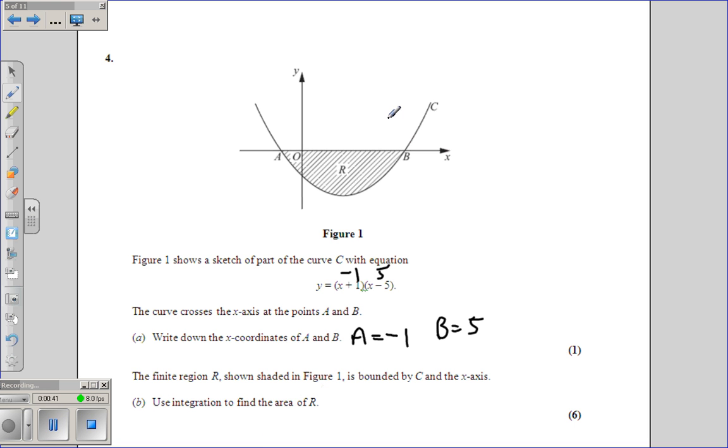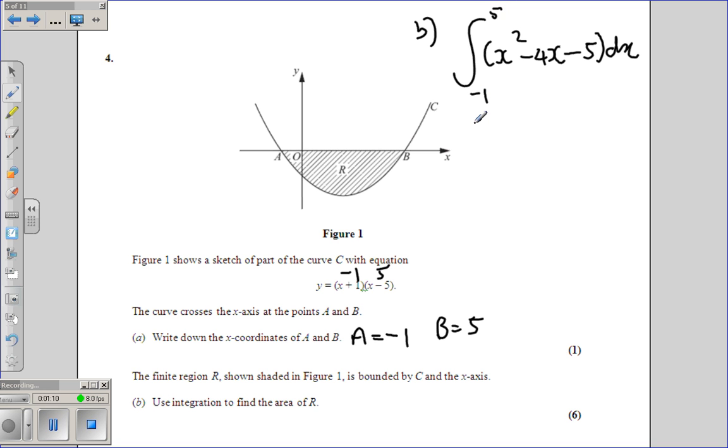Now we should be able to do it on here, but I'll write it up here. So we need to integrate this curve. Now we can't integrate it the way it is, so we need to multiply it out. So take time in multiplying it out, but you should get x squared, then it's -5x plus x, so it's -4x, and then -5. So we're integrating that with respect to x between these here, and we've just found out these are 5 and -1.